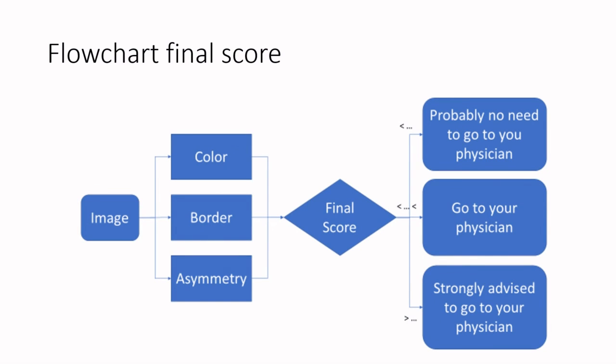These 3 features are then combined into a final score which gives an indication for melanoma probability. Depending on this score, it will advise the user if it is necessary to visit their physician.